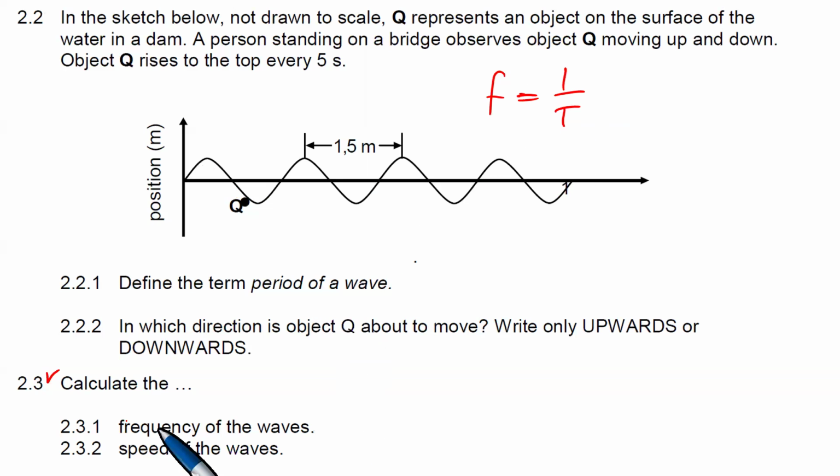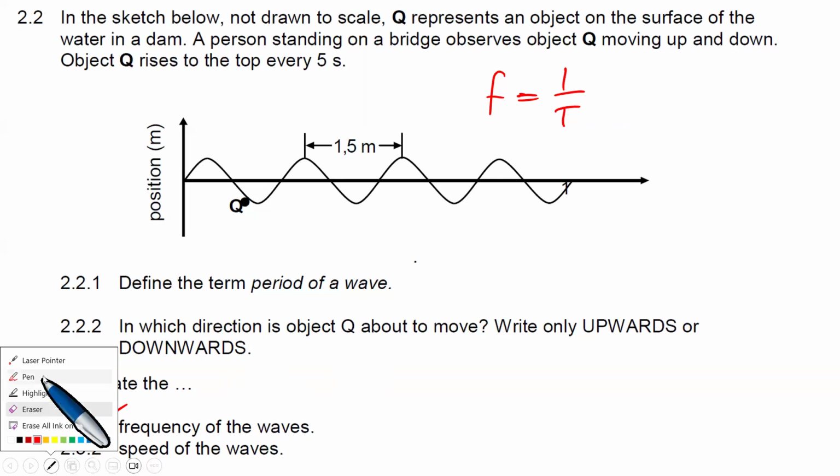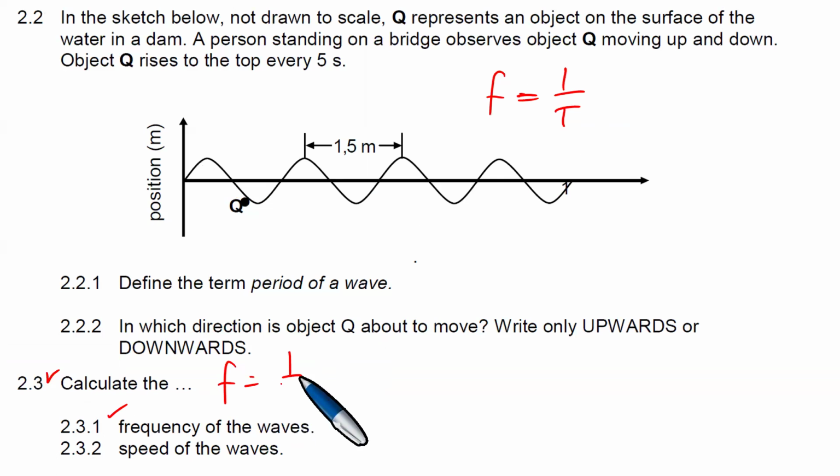Right, so to calculate the frequency for 2.3.1, you're going to say frequency is 1 over the period. So frequency is 1 over time, and this is equal to what? 1 over, and we're able to see, okay, what is the time? 5 seconds. Well done, because this is moving up. The object rises to the top every 5 seconds. You can see that the period is 5 seconds.